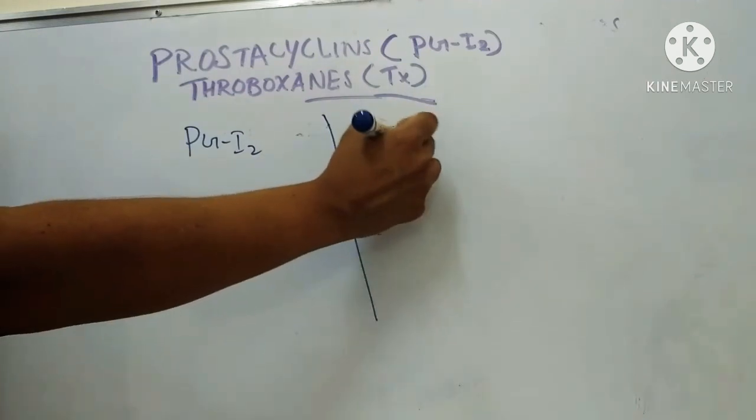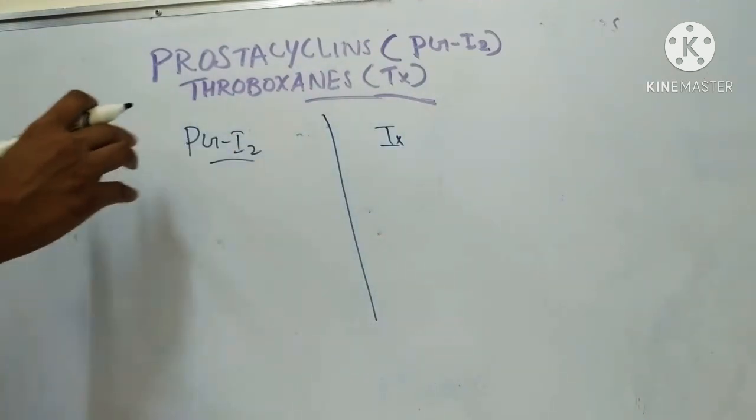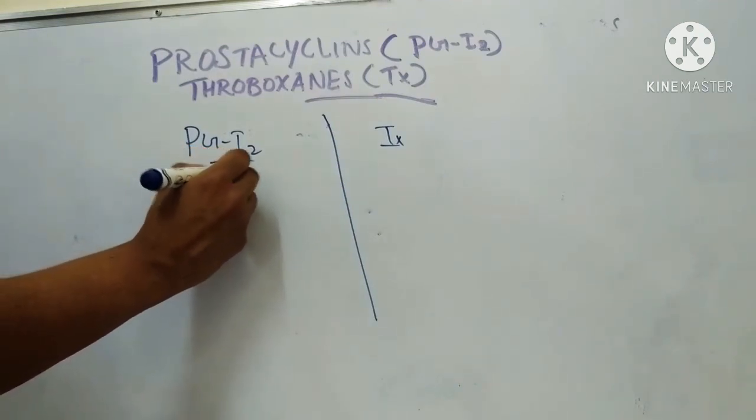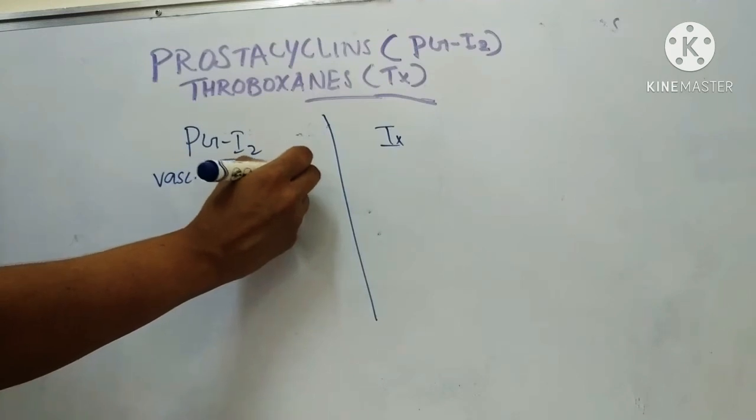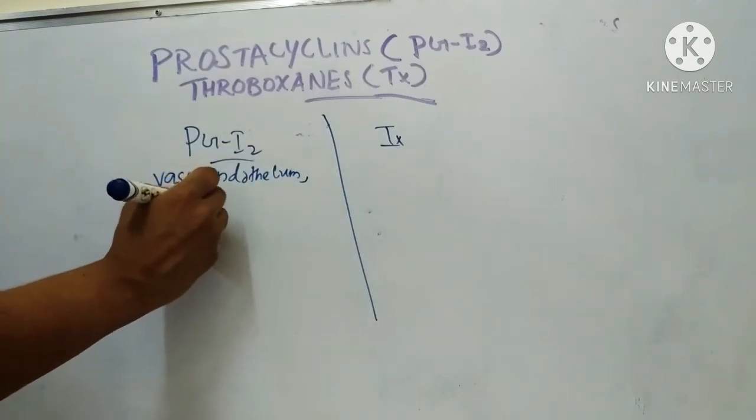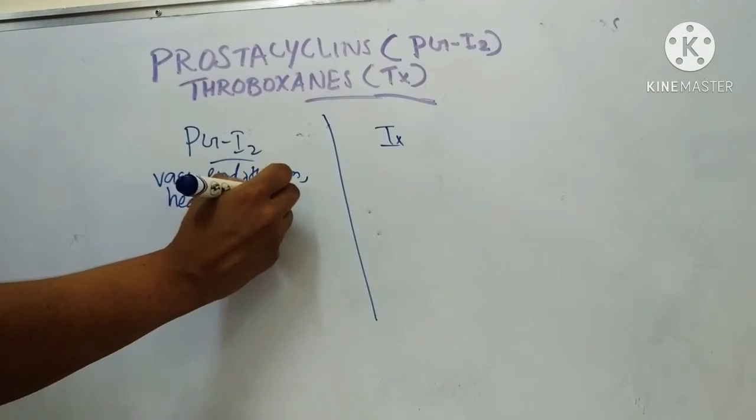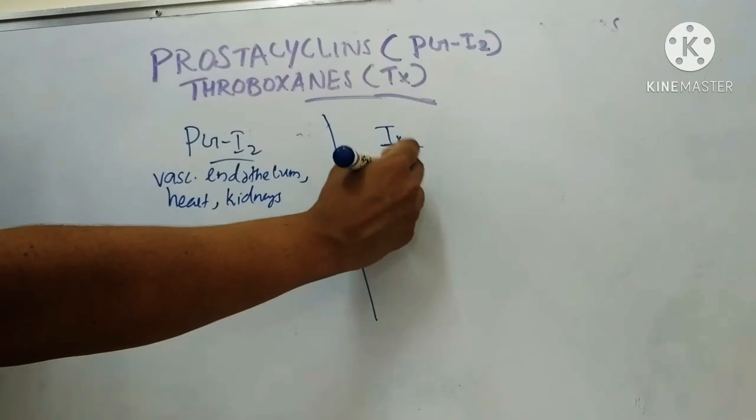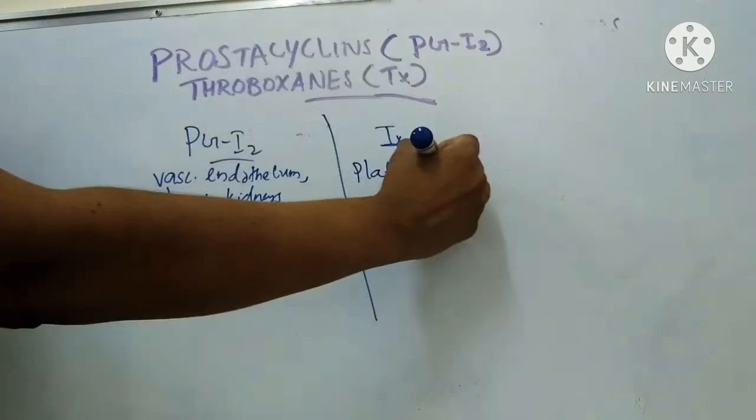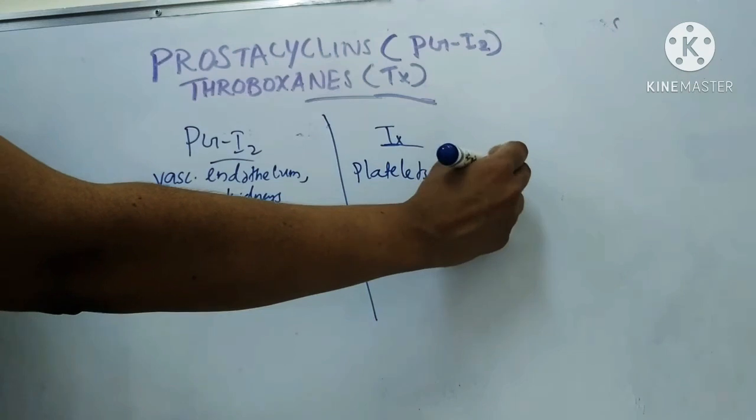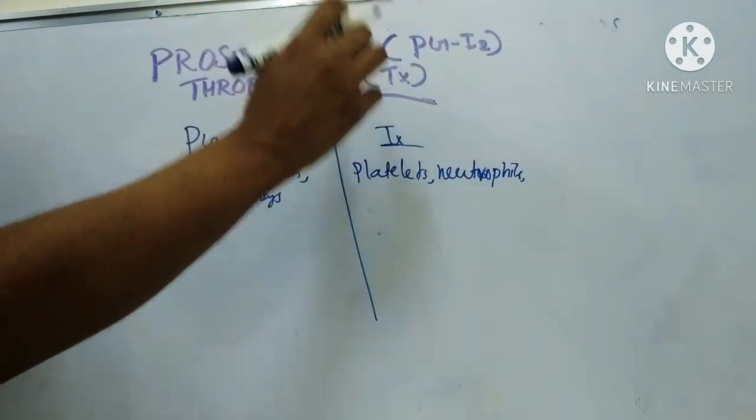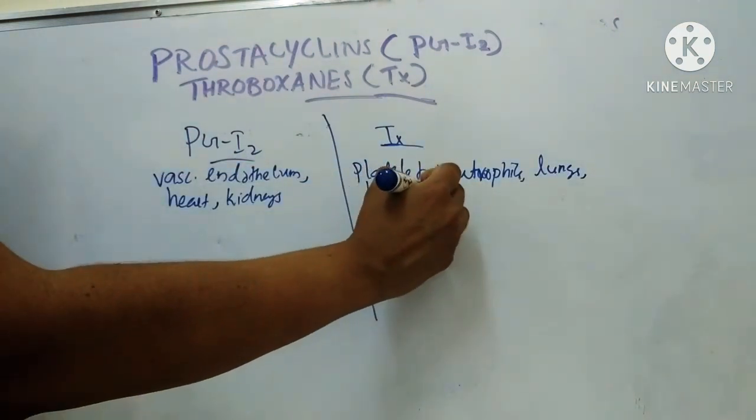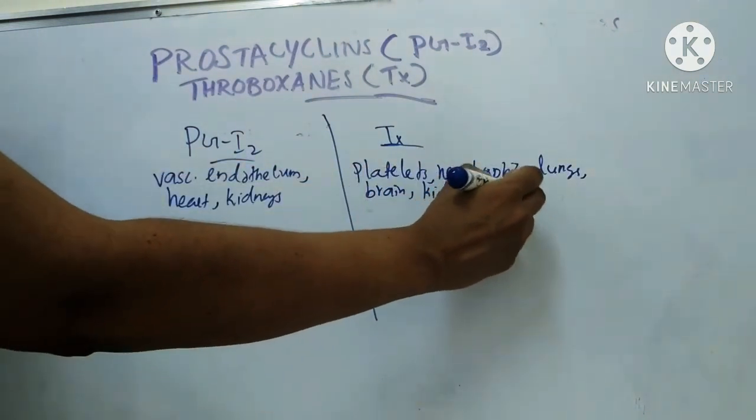Prostacyclins, thromboxanes. Prostacyclins are formed mainly in vascular endothelium, then in heart and kidneys. In the case of thromboxanes, these are formed in platelets, then neutrophils, then lungs, brain, kidney and spleen.